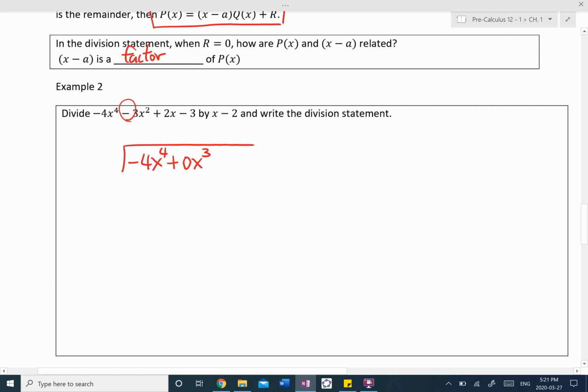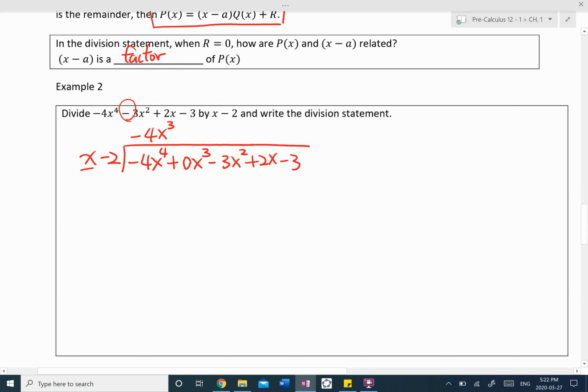Really, there's no x cubed term, but we can just write 0x cubed, right? It's not really making any difference, but having it there actually helps us to divide. So let's try this question then. We have negative 4x to the power 4 plus 0x cubed minus 3x squared plus 2x minus 3 divided by x minus 2. Just like before, we need to think about what we need to multiply to go from x to negative 4x to the power 4. Well, we need to multiply by negative 4x cubed here.